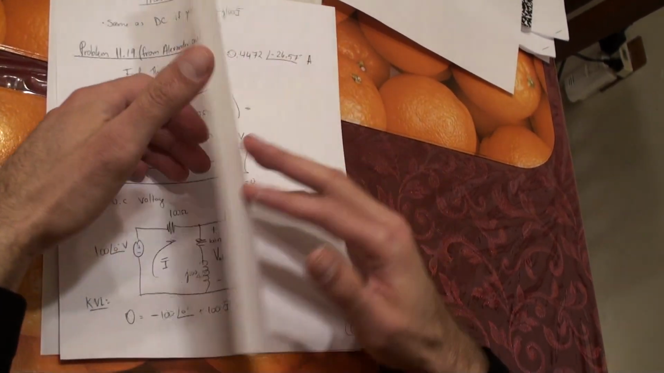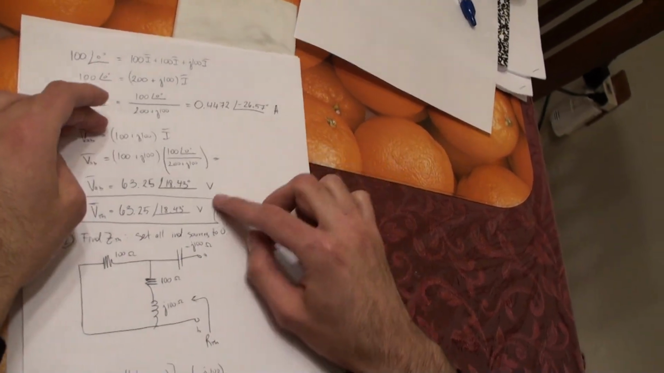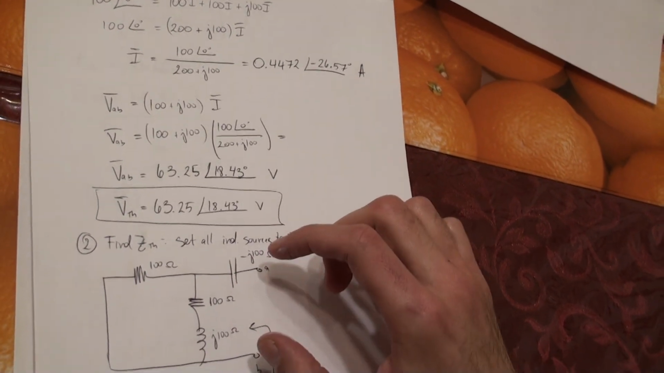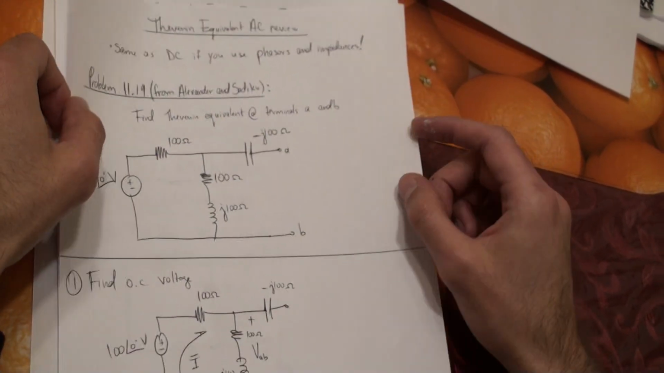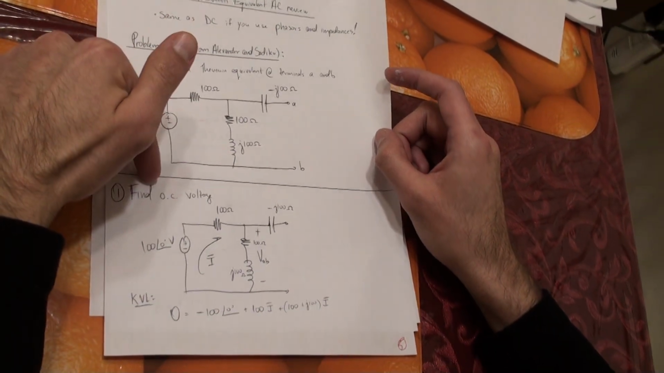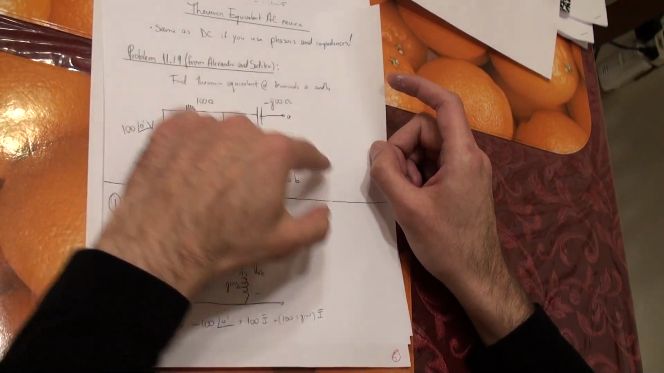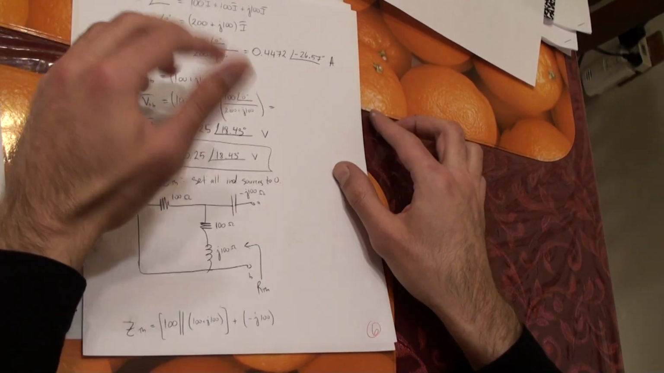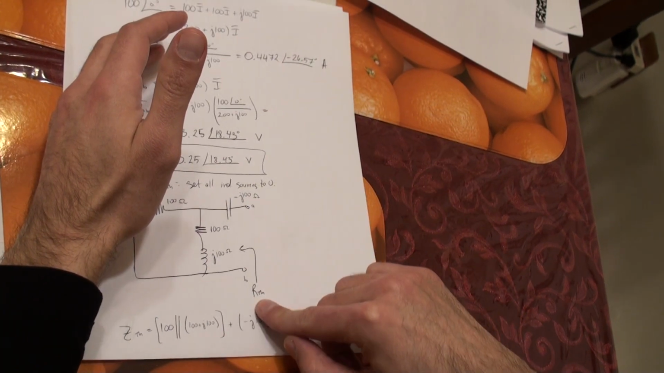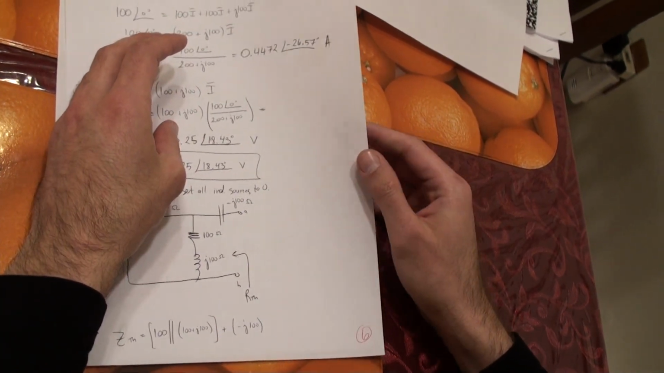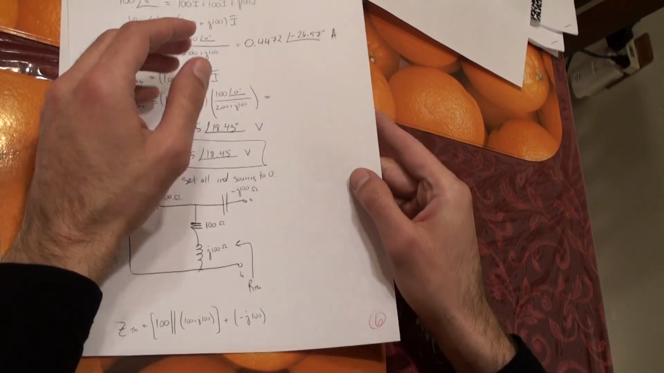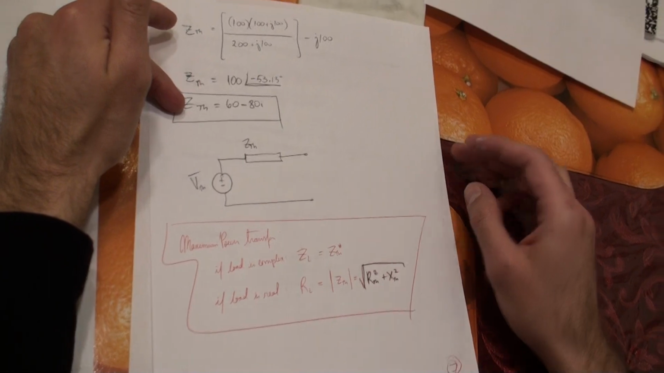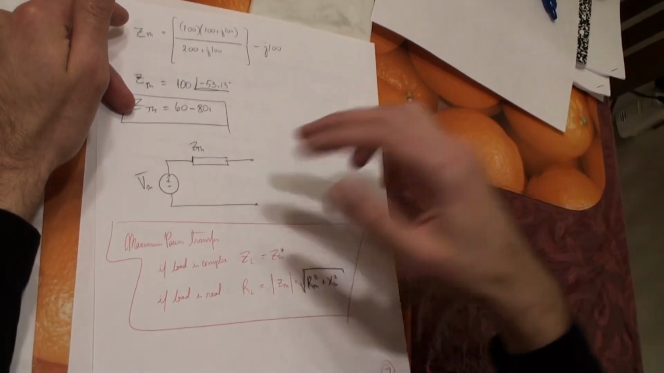Here I use KVL. Once you find VThevenin, to find ZThevenin you need to turn off all the independent sources. So this becomes a short circuit, and we look at the Thevenin equivalent at the terminals A, B. This should say ZThevenin. I'll correct that before I send it to everyone. And here we find ZThevenin. So our Thevenin equivalent circuit becomes like this.